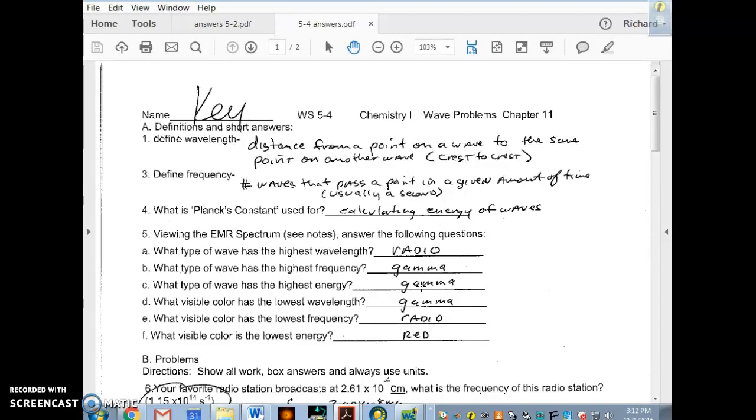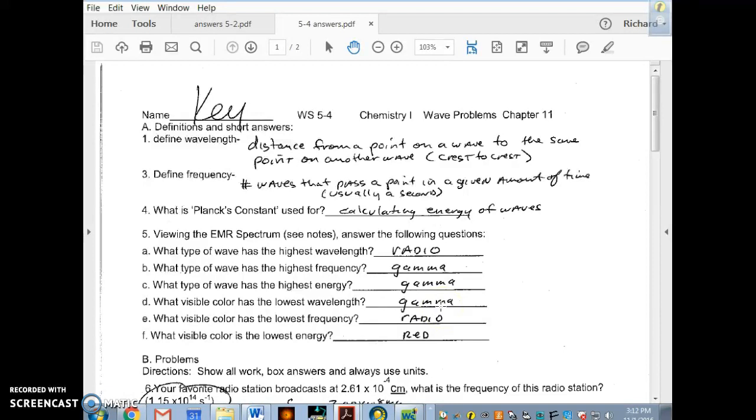All right, now there's some mistakes in this next section, I was told. Let's see if that's correct. 5A, radio would have the highest wavelength, or the longest wavelength. The highest frequency is gamma. Highest energy is gamma. It asks for the visible color with the lowest wavelength. The smallest wavelength visible should be violet. So the answer to D should be violet, not gamma.